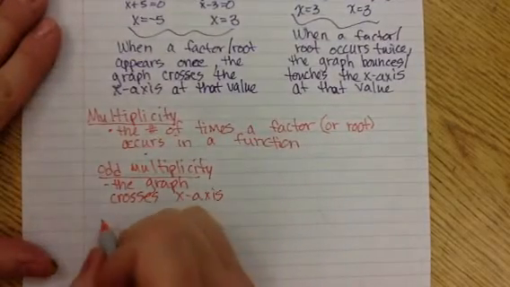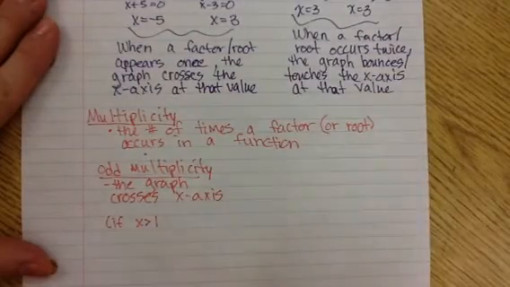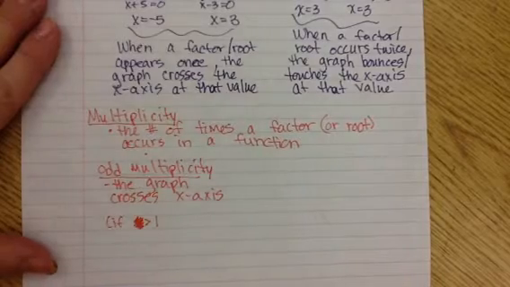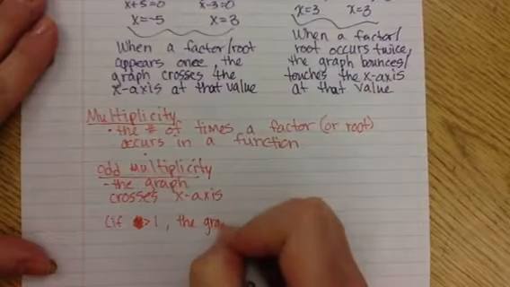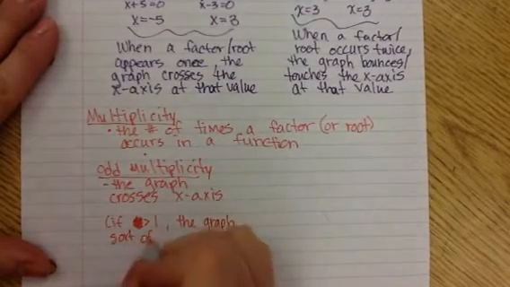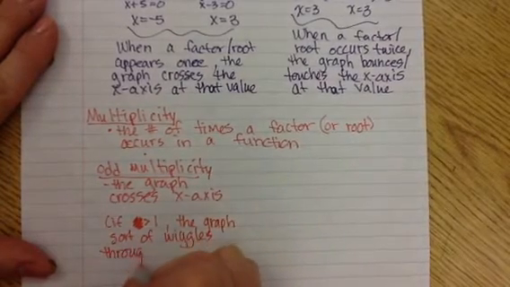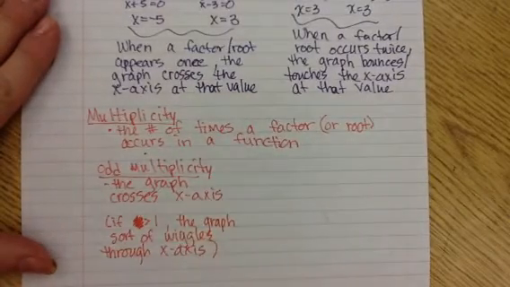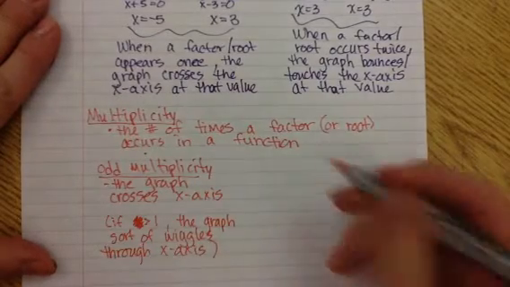and what we'll see later on is that if the multiplicity is bigger than 1, so if we have a multiplicity of 3, which is odd, then the graph doesn't necessarily cross straight through. It sort of wiggles through the x-axis at that point. If you think about the graph y equals x cubed, remember that was the squiggle graph, so it kind of wiggled through at that point.